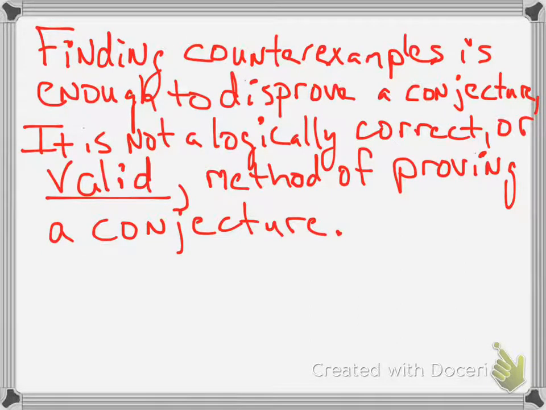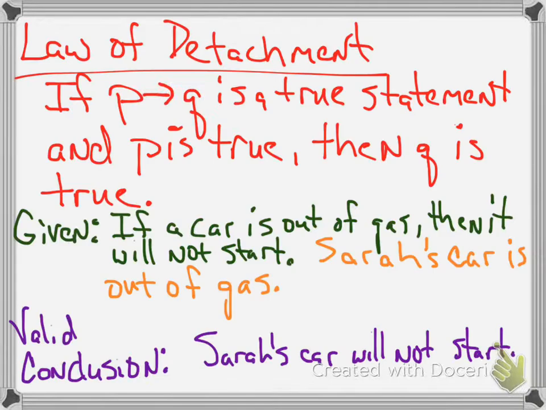Finding examples is enough to disprove a conjecture. I mean, it works, but it is not a logically correct or valid method of proving a conjecture. In other words, just because you couldn't find a counterexample doesn't mean that the thing you're trying to prove is true. You need to come up with some type of reasoning to prove it's true. So that's where we have the law of detachment and syllogism to help us out.